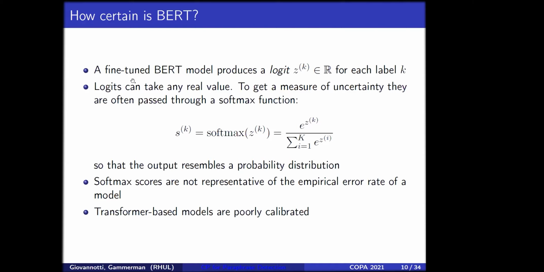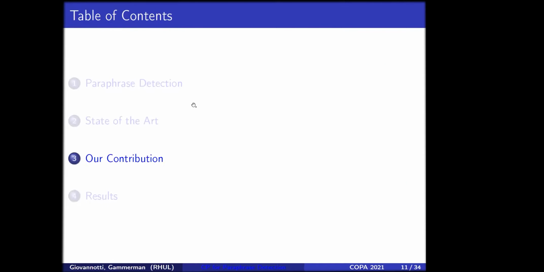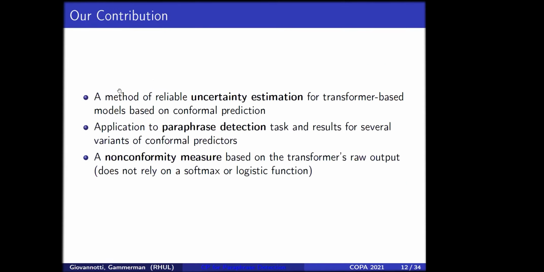So our contribution then is to present a method of reliable uncertainty estimation for transformer-based models, which is based on conformal prediction, and apply it to the paraphrase detection task and show the results for several variants of predictors, and also introduce a simple nonconformity measure, which is based on the raw output, so on the logit of the transformer. It doesn't rely on the softmax function or logistic function.